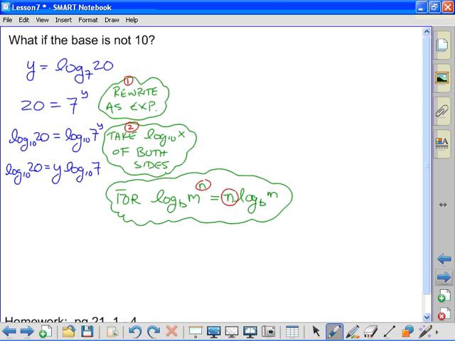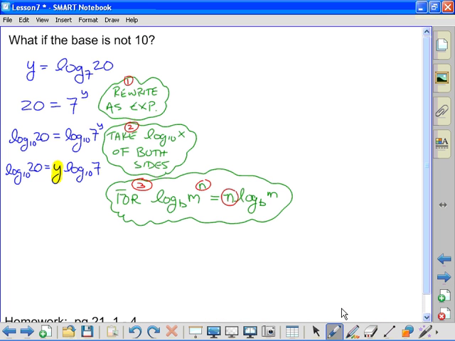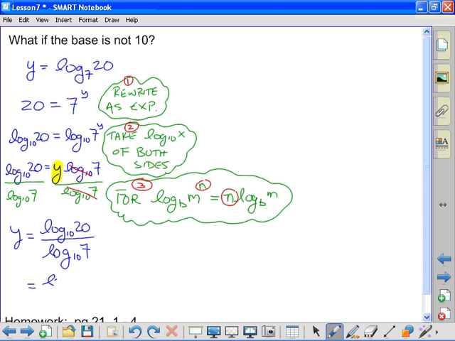So now, if you believe me with step 3, now we want to isolate for the y value. Can we isolate for the y value? And the answer is yes, because log base 10 of 7 is just a number. So we're going to divide both sides by log base 10 of 7. When we do that and isolate for y, we now have y equals log base 10 of 20 over log base 10 of 7. And we can rewrite it as log 20 over log 7.